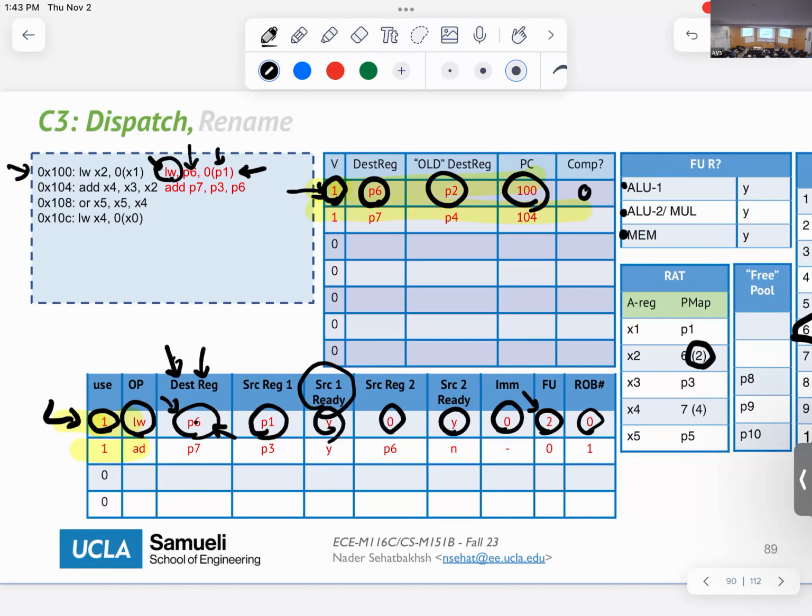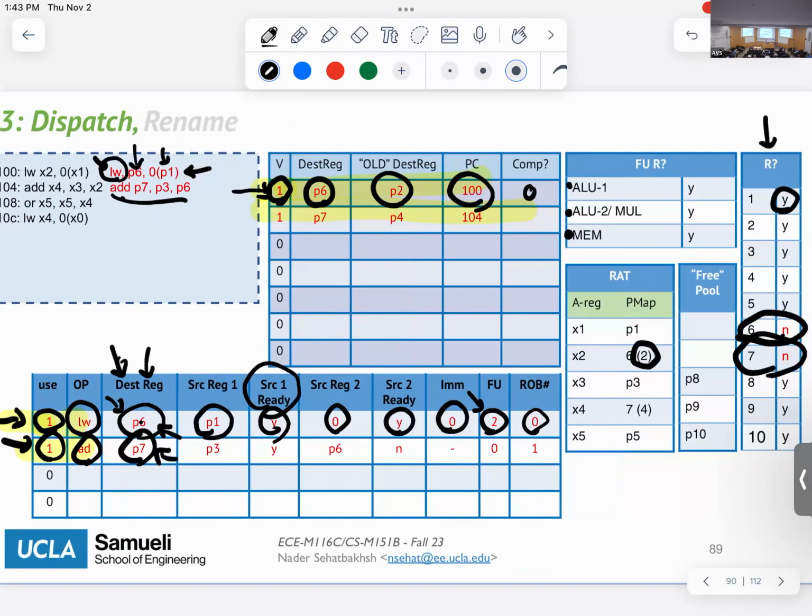So let's repeat this for the second instruction. The second instruction is add P7, P3, P6. So I'm going to put it here, 1, add, P7. The moment I put P7, I'm going to put a no here in the ready table. Then I have P3. I check whether P3 is ready or not. Yes. Then I check P6. I put P6, and that's where the important thing is happening: P6 is not ready, so I put no here, because before that, P6 became not ready. So I put 0 here.